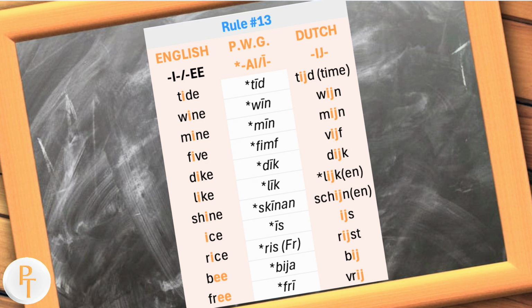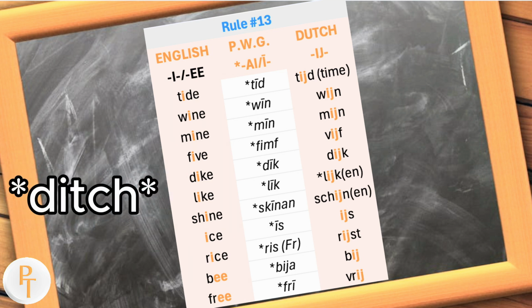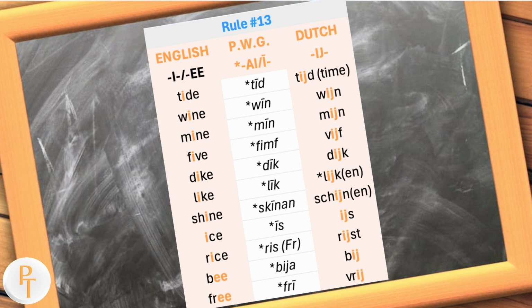For instance, tide, with the ancient meaning of time, like Christmas tide, in Dutch it means time. Wine, wijn. Keep in mind that in some variants of Dutch, the W may be pronounced like oo, especially in Belgium. Mine, mijn. Five, vijf. Dike, dijk. We may also find the Anglo-Saxon variant of ditch, also cognate with dike. Like, as in comparison, lijken, which means resembling. Shine, schijnen. Ice, ijs. Rice, rijst, from French ri. By, bij. Free, vrij.